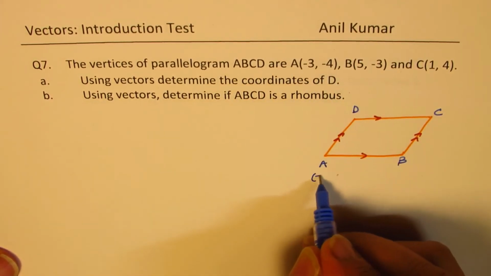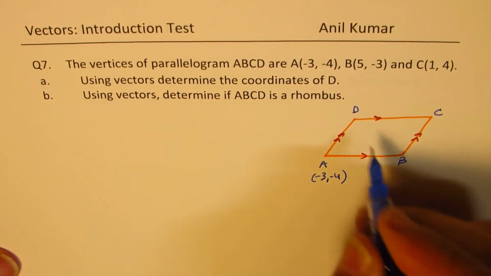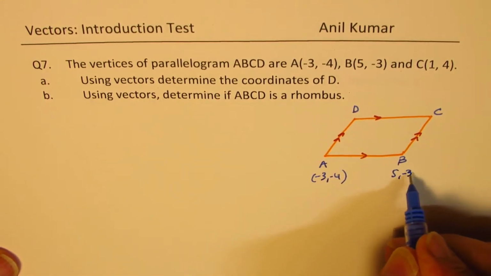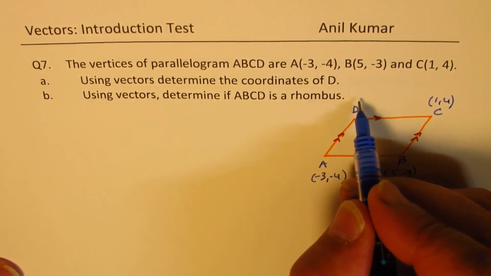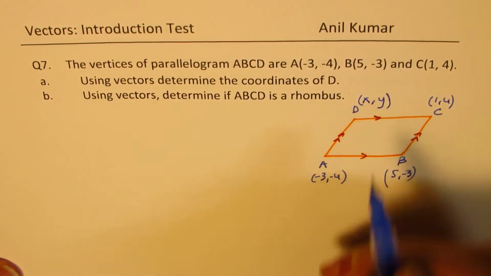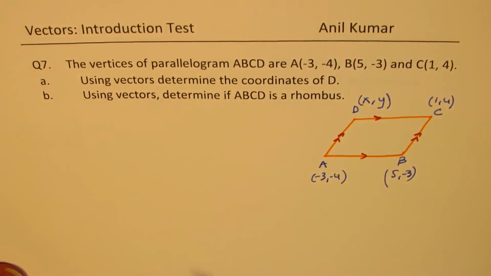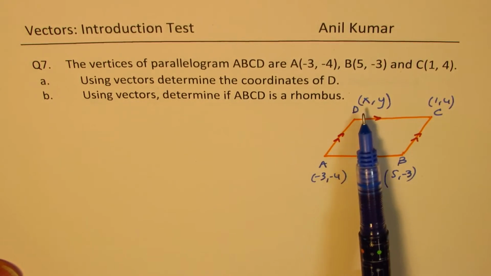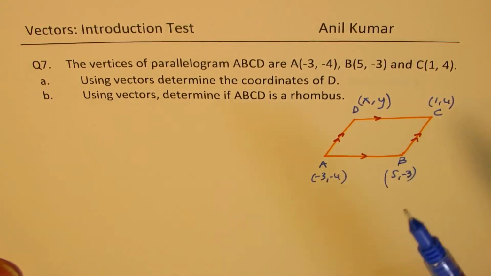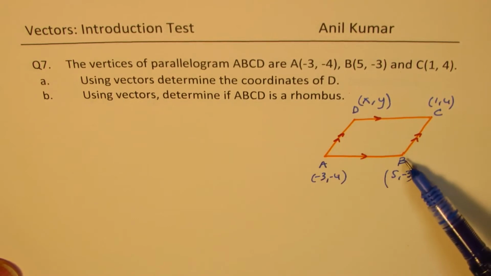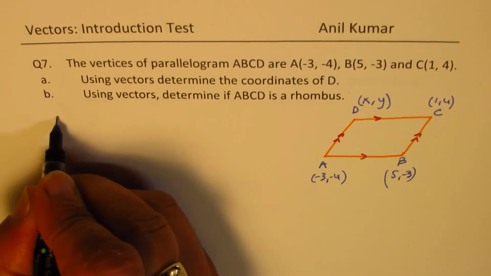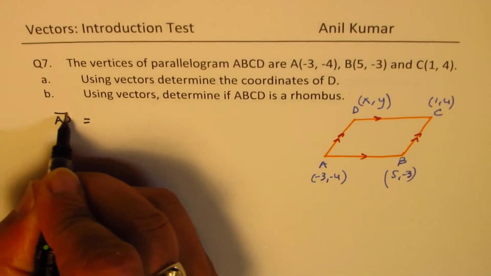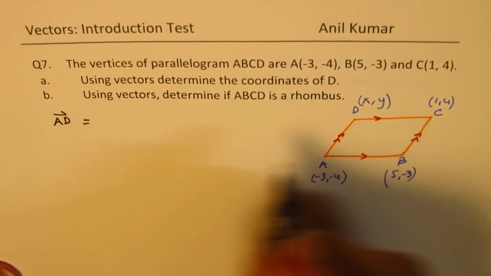Coordinates of A is (-3, -4). Of B is (5, -3). For C it is (1, 4). And for D we need to find, so let's write (x, y). Now, since we need to find the coordinates of D, what we could do is that we know AD is equal to BC, right? So that should help. So we know vector AD is equal to vector BC.